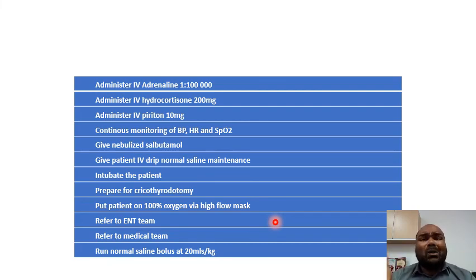But remember, this is not an immediate management. This is a management that you will be doing after you have stabilized him. Your job, our job, is to stabilize this patient, to make sure that this patient has got a fighting chance and survives for subsequent management.